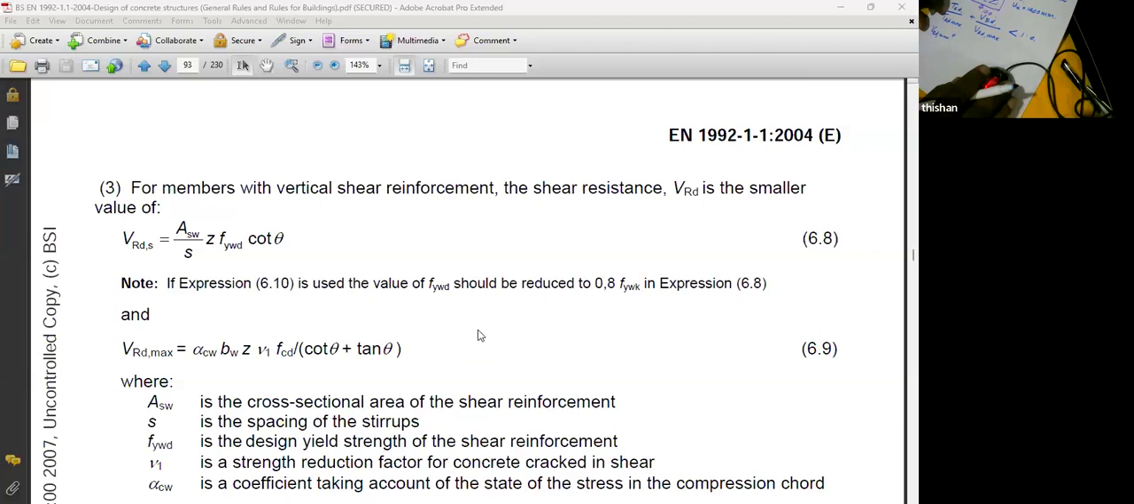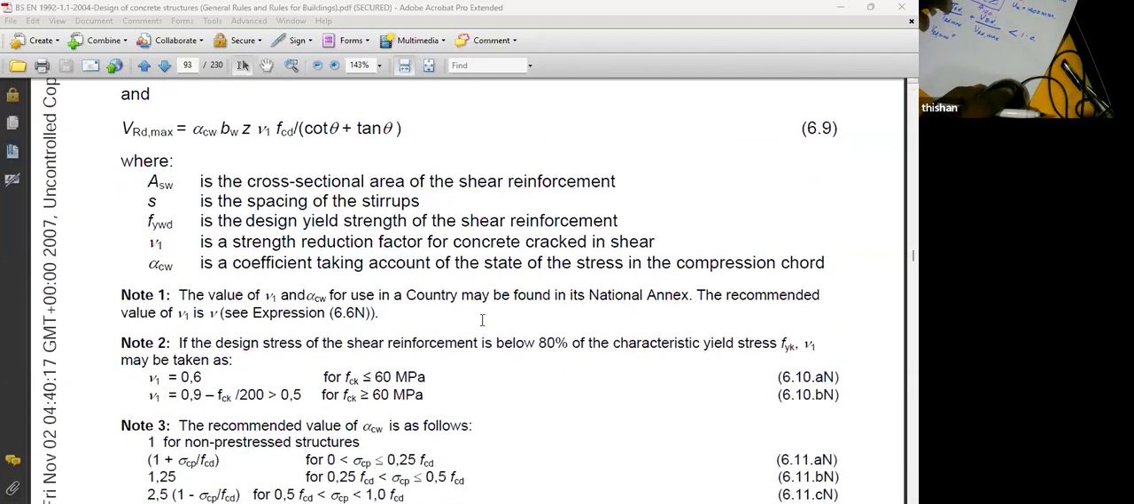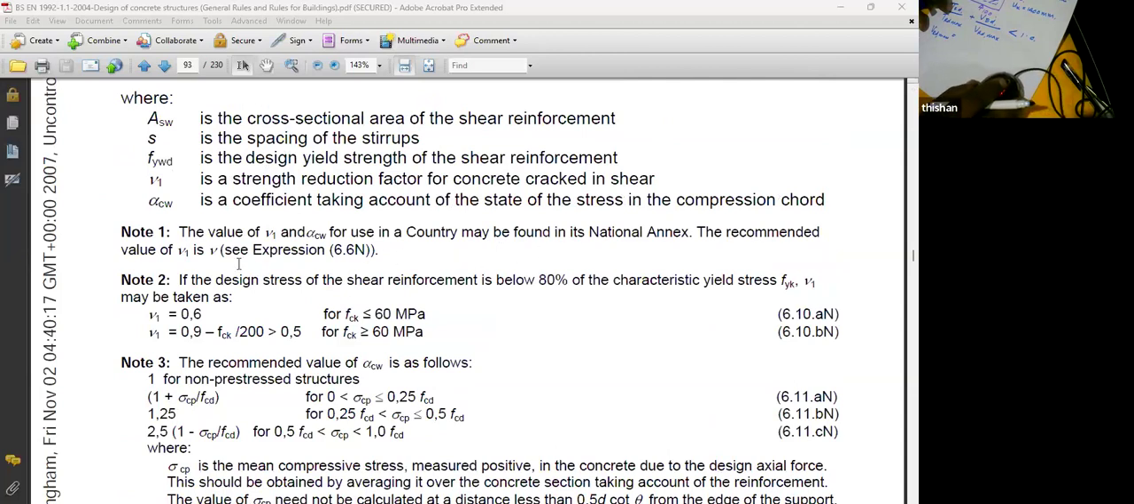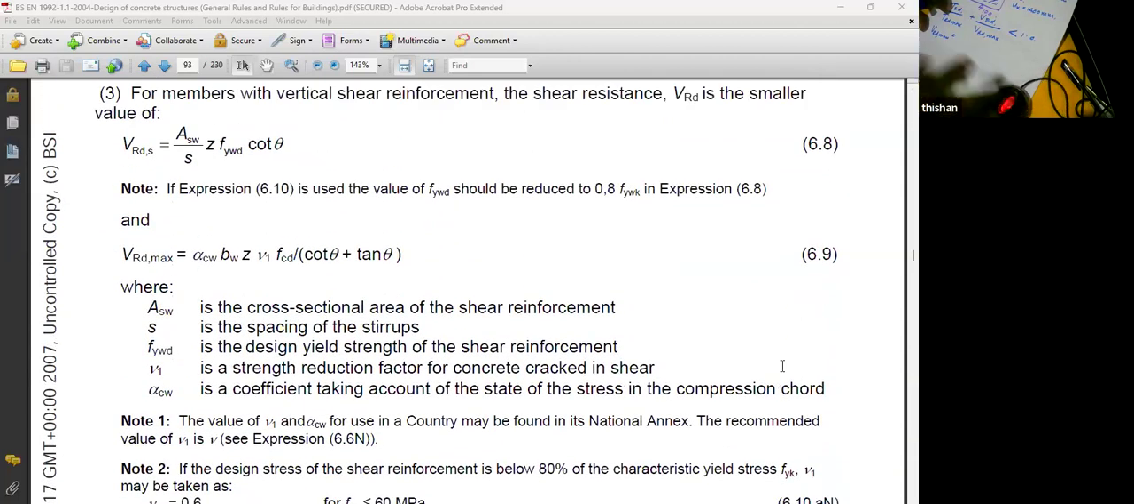VRD max is alpha CW, and we know alpha CW is 1 for non-prestressed sections. So that is 1.0 multiplied by width of the web 300 multiplied by Z, 0.9 times 540, multiplied by nu. Nu is a capacity reduction factor, multiplied by 30 divided by 1.5, divided by cot theta plus tan theta. I told you the first step is to assume theta is 22 and then substitute in the equation.